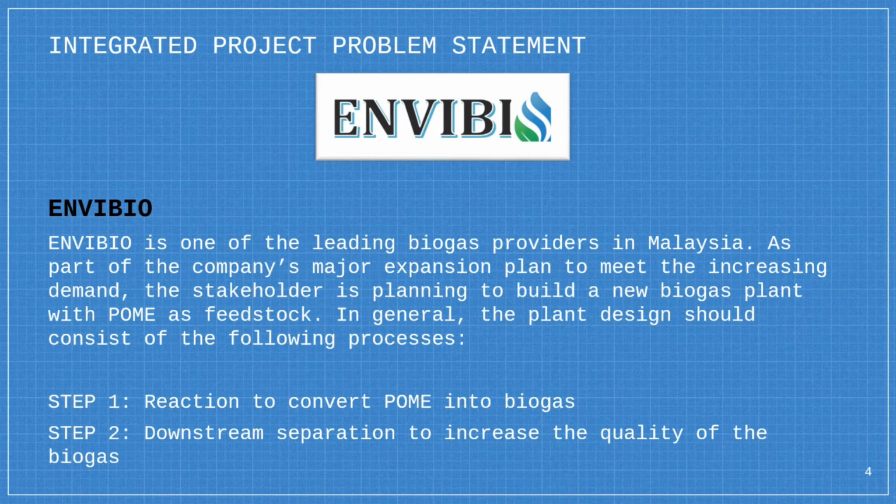Andy Bio is one of the leading biogas providers in Malaysia. As part of the company's major expansion plan to meet the increasing demand, the stakeholder is planning to build a new biogas plant with foam as the feedstock. In general, the plant design should consist of the following processes. Step 1, reaction to convert foam into biogas, and Step 2, downstream separation to increase the quality of the biogas.